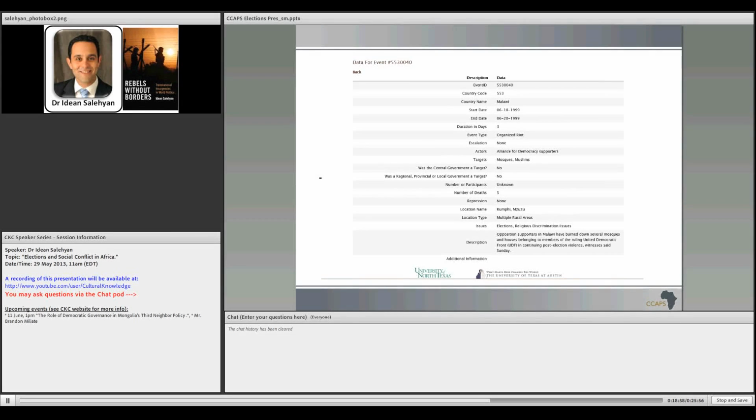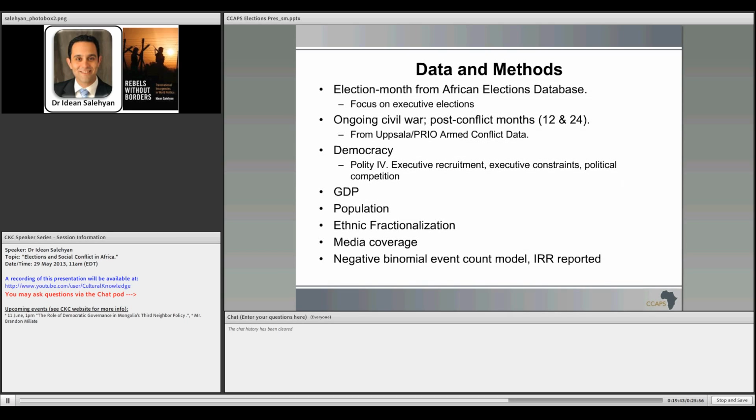So this slide might be a little bit hard to see, but this is what one record in the Social Conflict in Africa database looks like. So this is one particular event in Malawi in 1999, in which there was a riot that targeted mosques in the region of Rumfi. 5 people were killed in those riots, and the riots were directly linked to the elections in which members of one party attacked known political rivals in that case. So the Social Conflict in Africa database overall has nearly 8,000 events in it. And quite a significant share are related to elections.